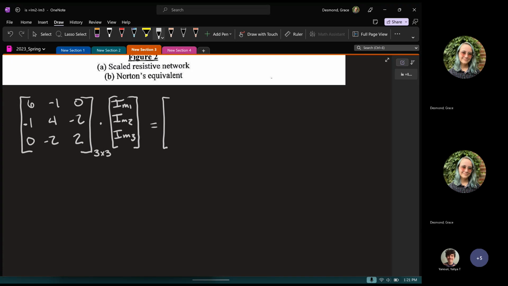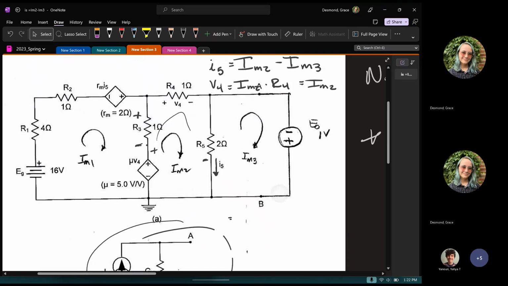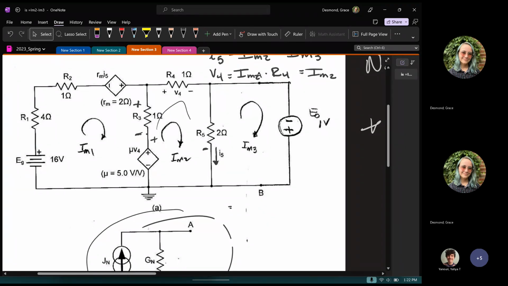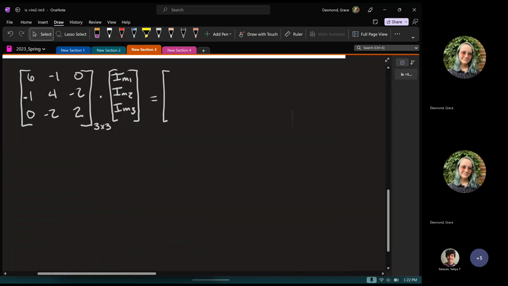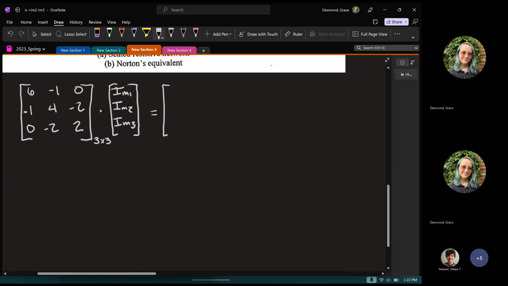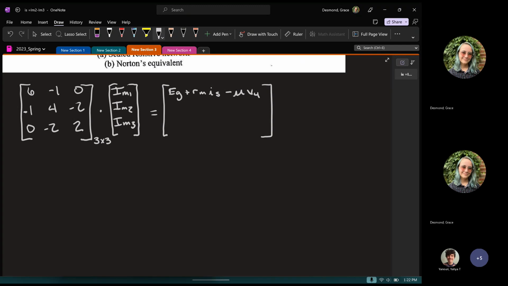So don't plug in the values yet, just what is this going to equal? Instead of doing what we just said, like RM5 mu V4. Okay. So what is the first one going to be? EG1, or EG. That's RM minus mu. All right. And then the next one? And the last one, it'd be the voltage source that we added, which is E naught, right?